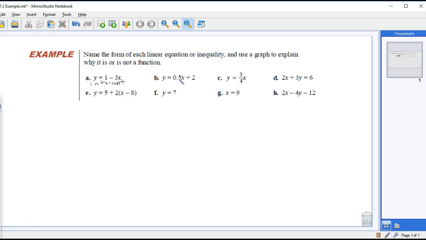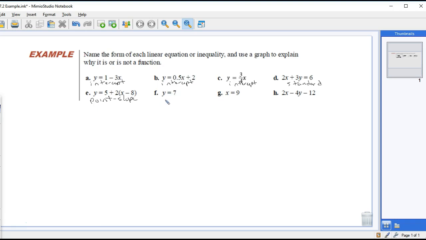We're going to go through all these first this way. This is also in intercept form. This one is in intercept form. This one is in standard form. This one is in point slope. This was a strange one.